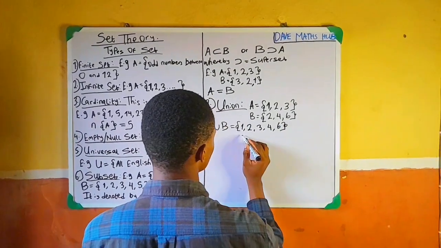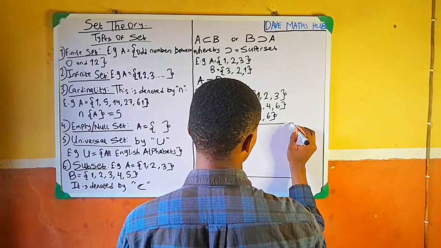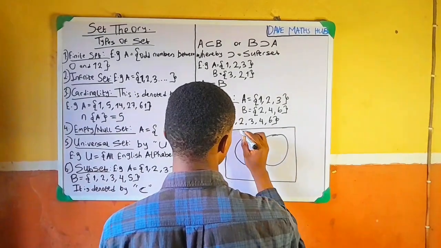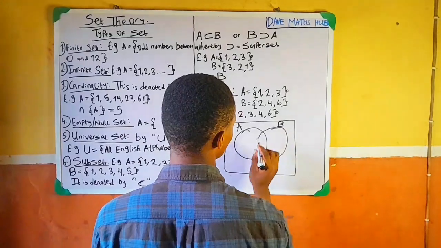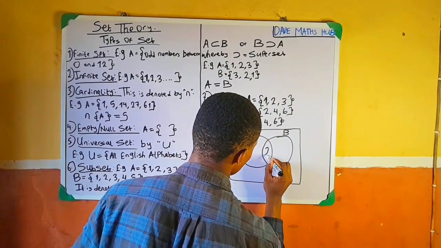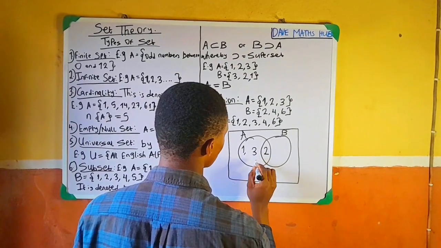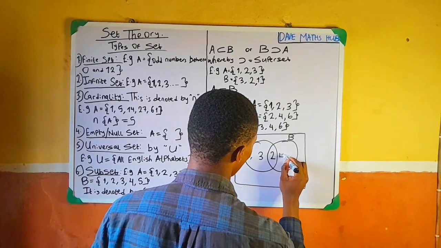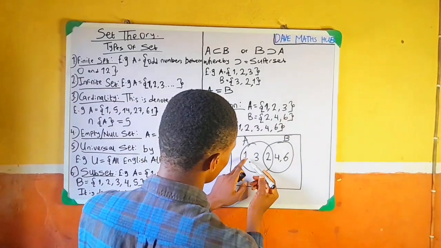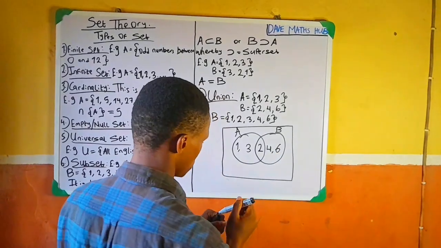So if we were to put this in a diagram, it will look like this. This is A, this is B. So A has, what is common between them? 2, which will be here. Then A has 1, 3. Then B has 4, 6. So from here we can say A has 1, 2, 3, which is this 1, this 2, and this 3. Then B has this 2, 4, and 6.